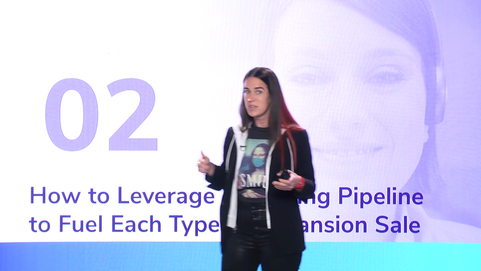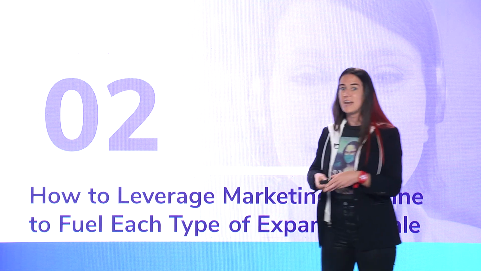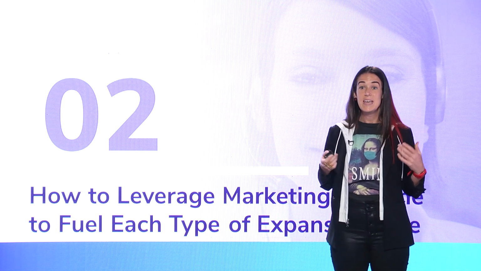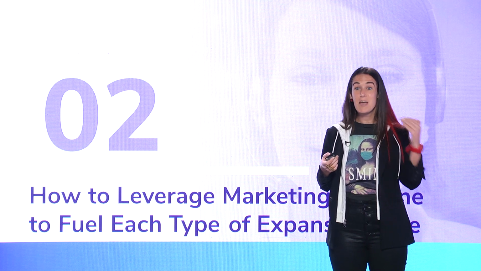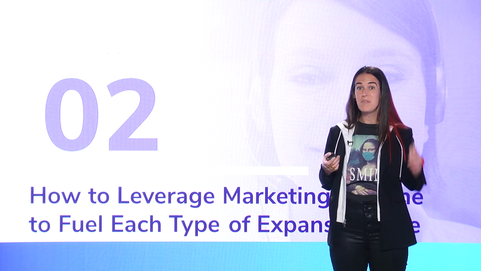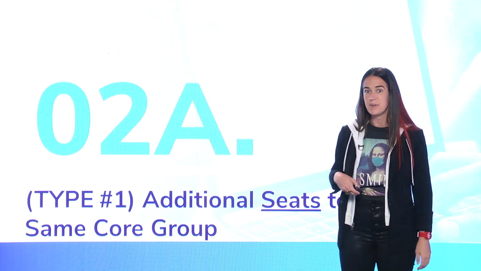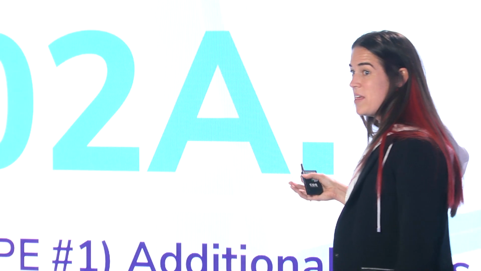But today, let's zero in on expansion selling and how we can make sure that marketing is delivering aid, and the type of aid that salespeople want, to be very intentional about that expansion sell. So we're going to start with type number 1, the first use case that I went into. And again, that was selling additional seats to the same core group.